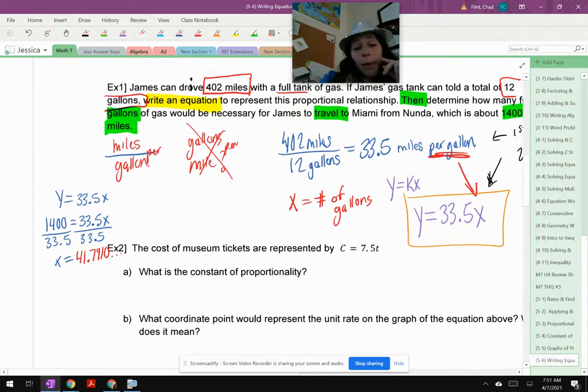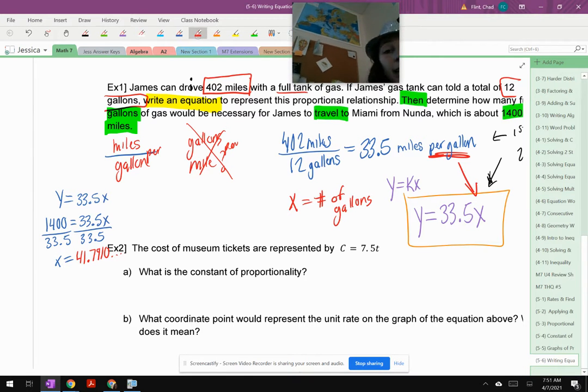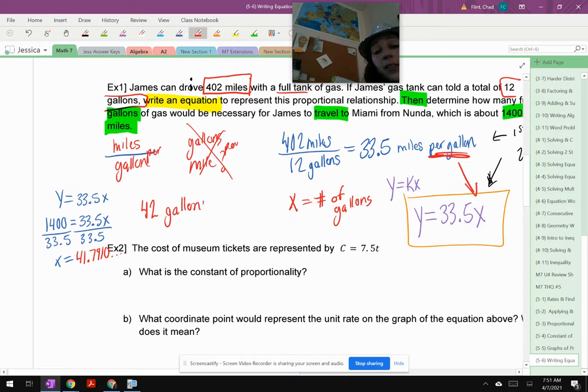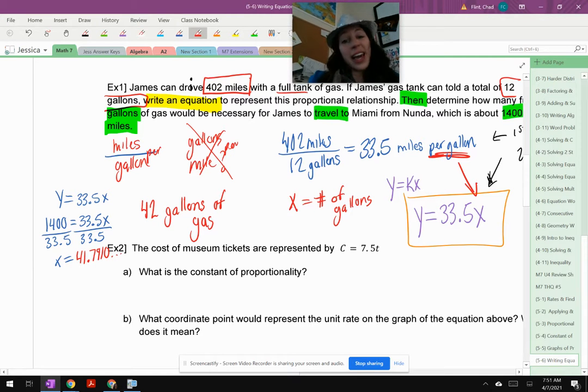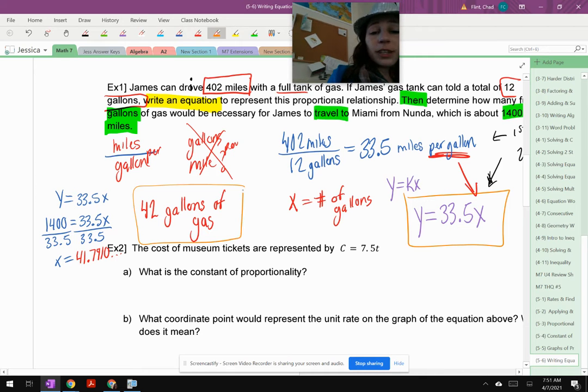Now here we have to think about our rounding. If we're talking about gas, we don't want to run out of gas. We don't want to not have enough. So how many full gallons would we need if we need 41.79 and so on? That would need to round up to 42 gallons of gas. Even if that number had just said 41.2, we would still need to round up to 42, because we're talking about gallons of gas, and you can't make it if you don't have all of it. So boom, that was a little bit of a lengthy example.